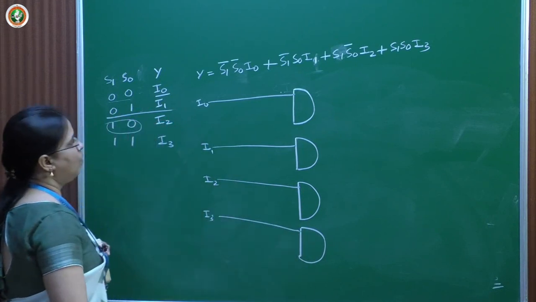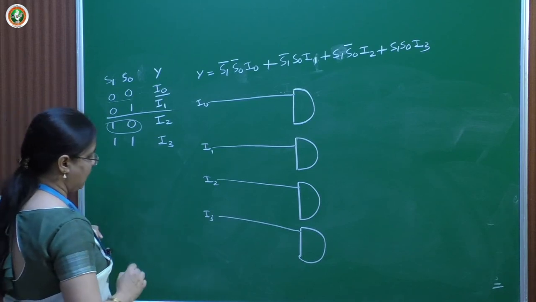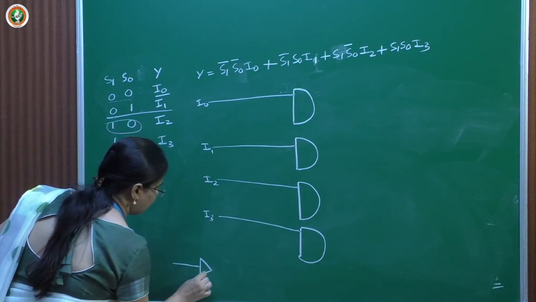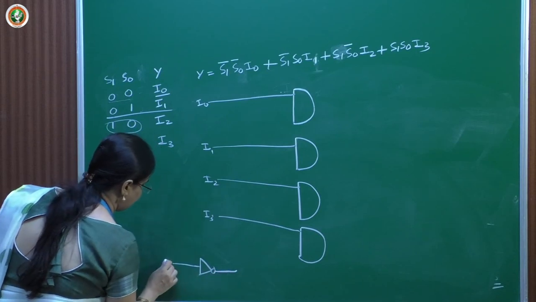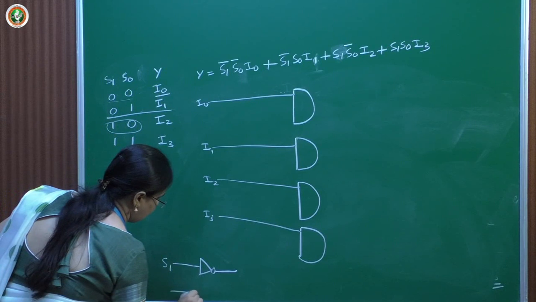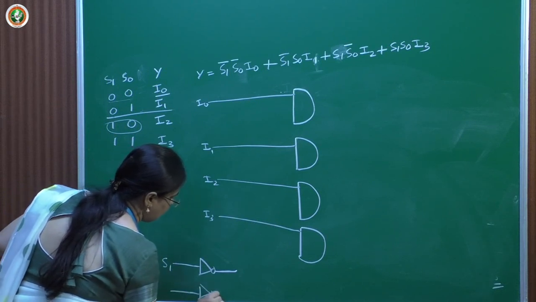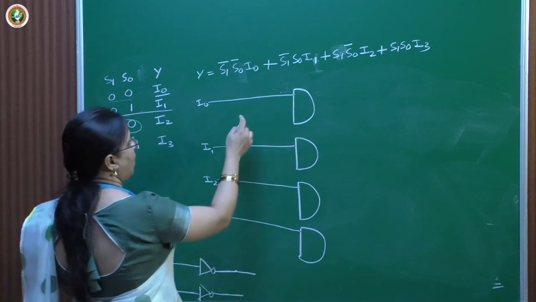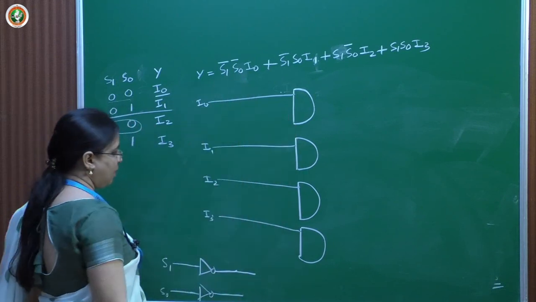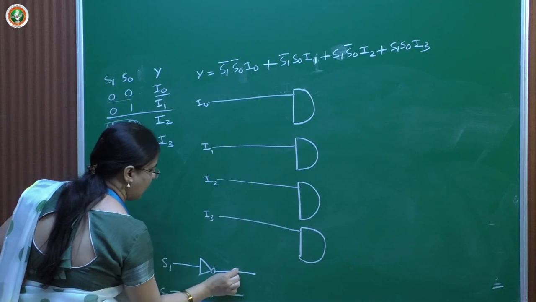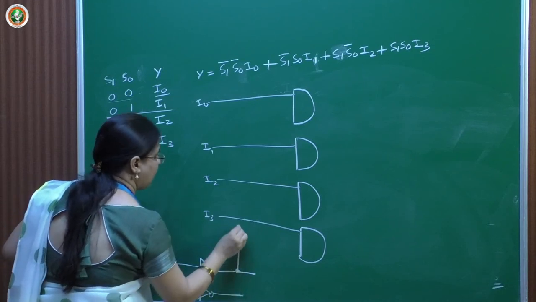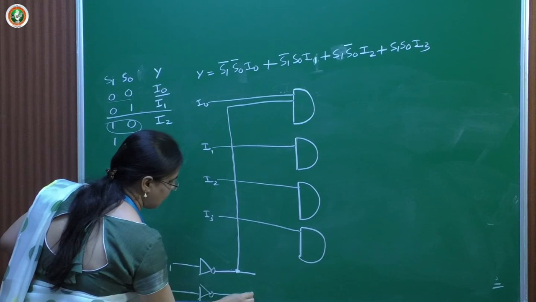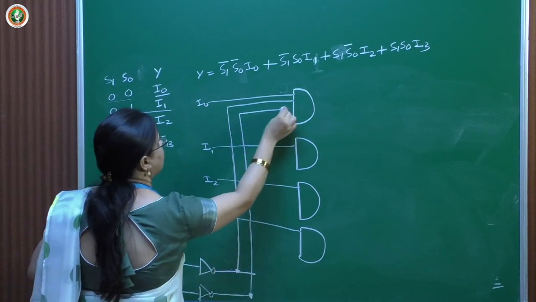Okay. So now what I want to do? I want to connect the select lines. Okay. So select lines, I am going to take two select lines. Both of them should be in their complemented form and uncomplemented form. So I am going to take this as S1. And second select line, I am going to take it as S0. So now let us try to make the connections. So for first AND gate, I should connect both of them in complemented form. So that means I have to take the inputs from this line. Okay. Connect it to first AND gate. And one more input is coming from this line. And connect it to this one.